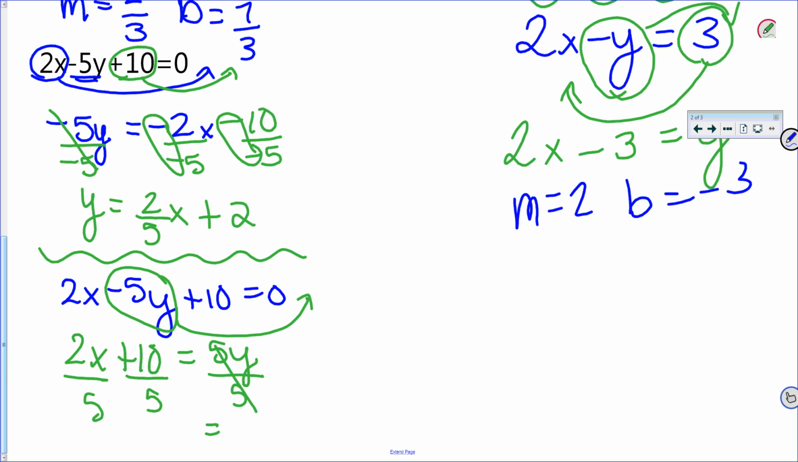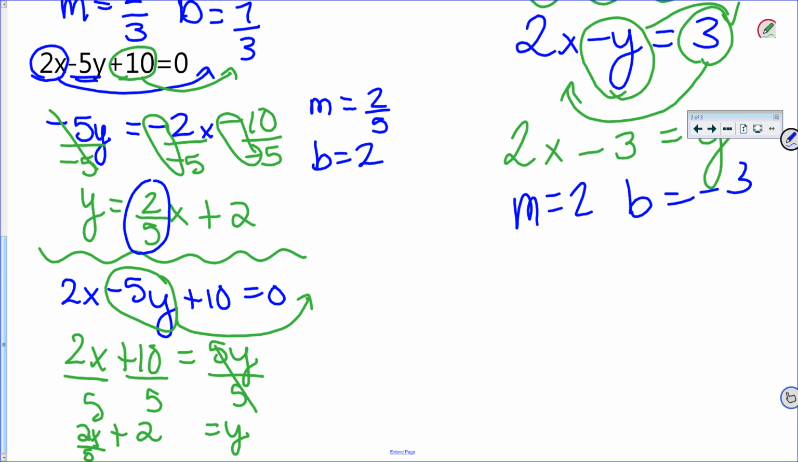The 5's cancel out, and then I still have 2x over 5 plus 2. Either way will work. You pick whichever way you want to do. Just make sure you always remember your opposite operations. Again, if I have to identify my slope, it is always the number attached to x, not x, but the number. 2 over 5 is my slope. My y-intercept is b, the other number, which is 2.